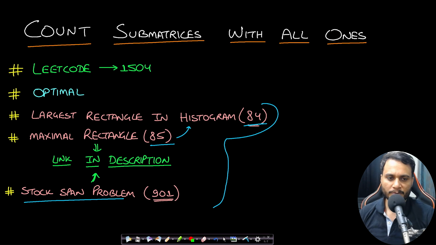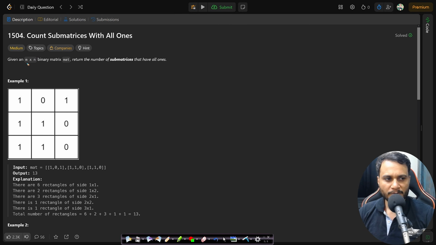Let's now look at the problem statement. Given an m by n binary matrix mat, return the number of submatrices that have all ones. A binary matrix means the values can either be 0 or 1 only. Now if you look at the first given matrix here, then we are required to count the number of submatrices that have all ones. So is this a valid submatrix?